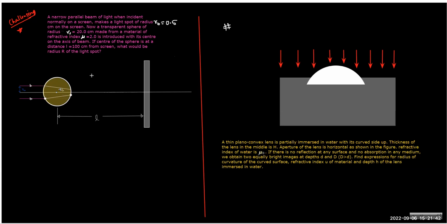So it will suffer one more refraction, like this, and then the light ray may go like this. So the spot may change, right? The size will change. This is the new spot. So that is the question: what is the spot size value?